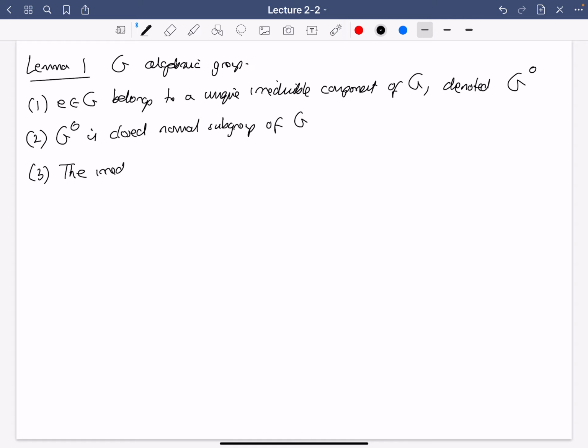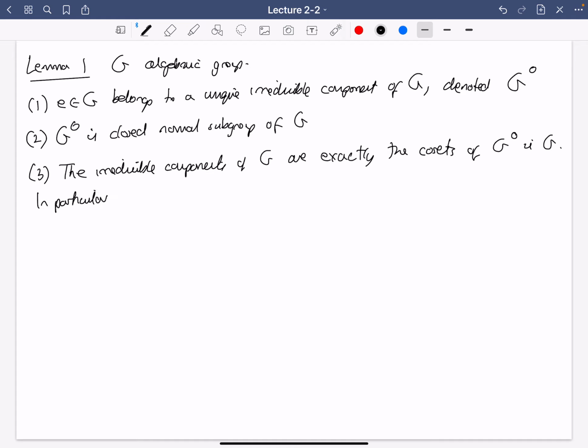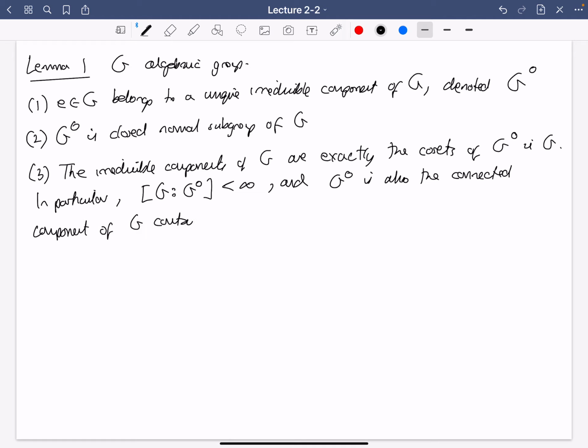and the irreducible components of G are exactly the cosets of G0 in G. In particular, because a Noetherian topological space has finitely many irreducible components, this means that the index of that normal subgroup G0 in G is finite, and in fact G0 is also the connected component of G containing E.